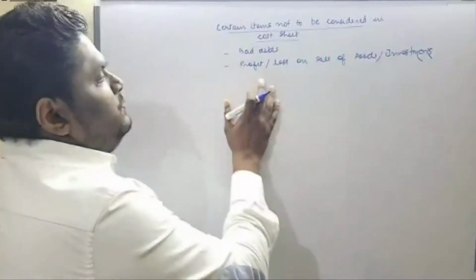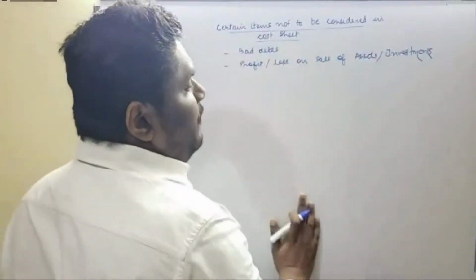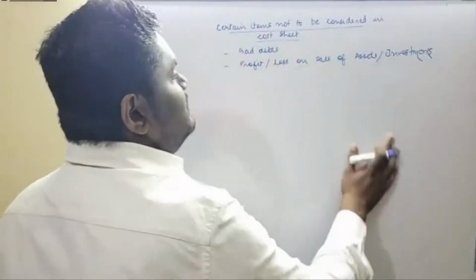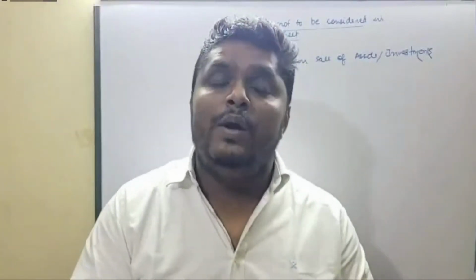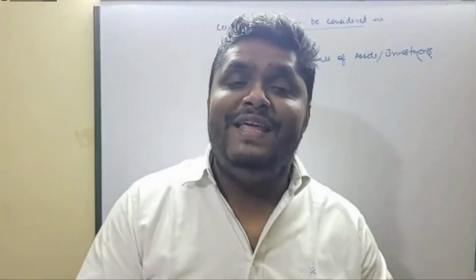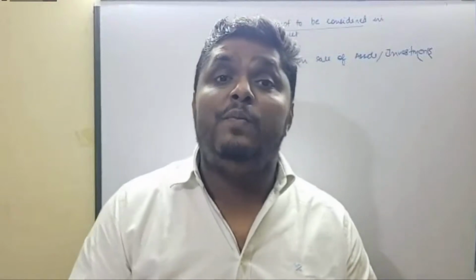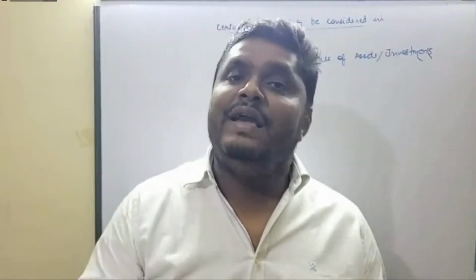So the first point is bad debts. Bad debts will never form part of cost sheet. Profit or loss on sale of assets or investment will never form part of cost sheet. One more point: if any information is given relating to purchase or sale of assets, again it will never form part of it.